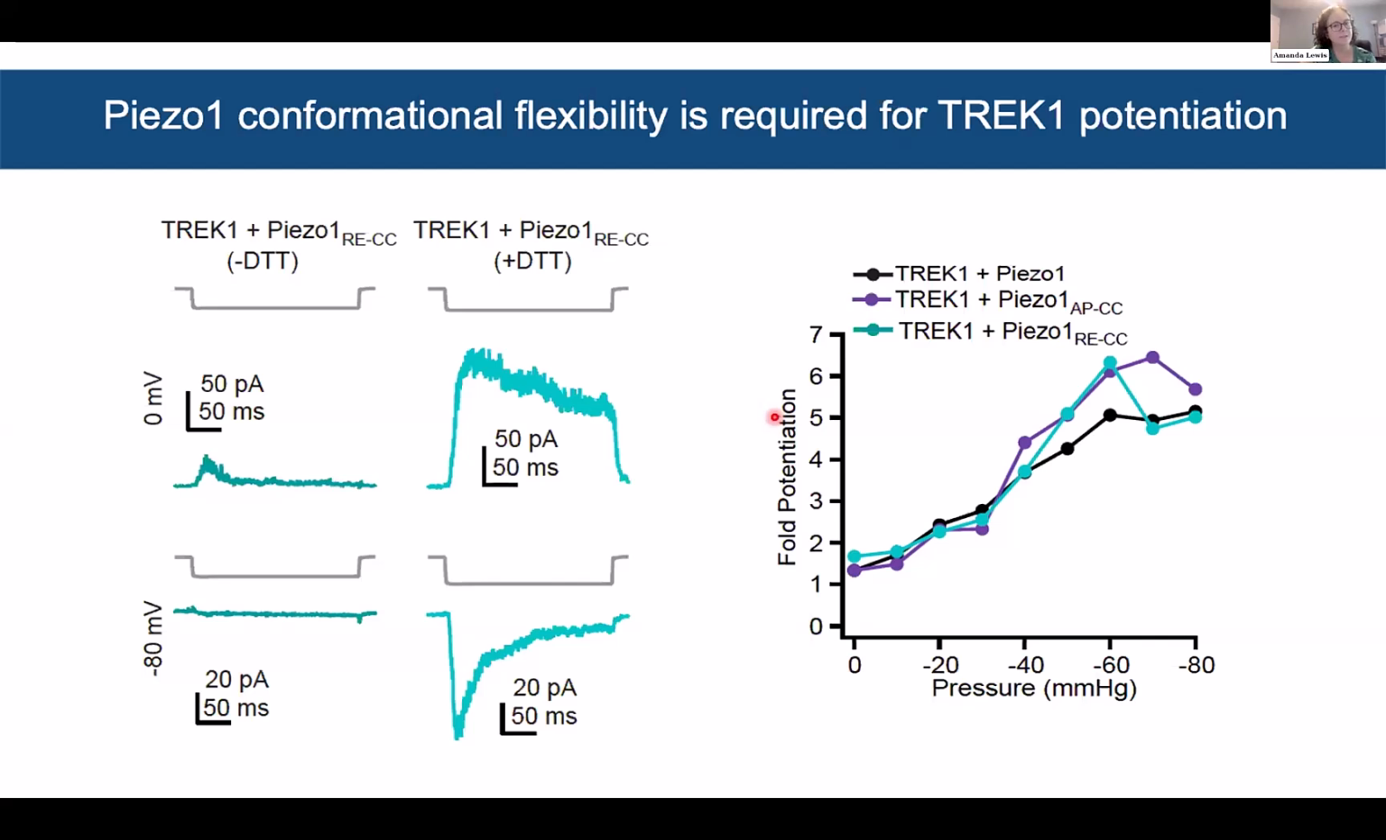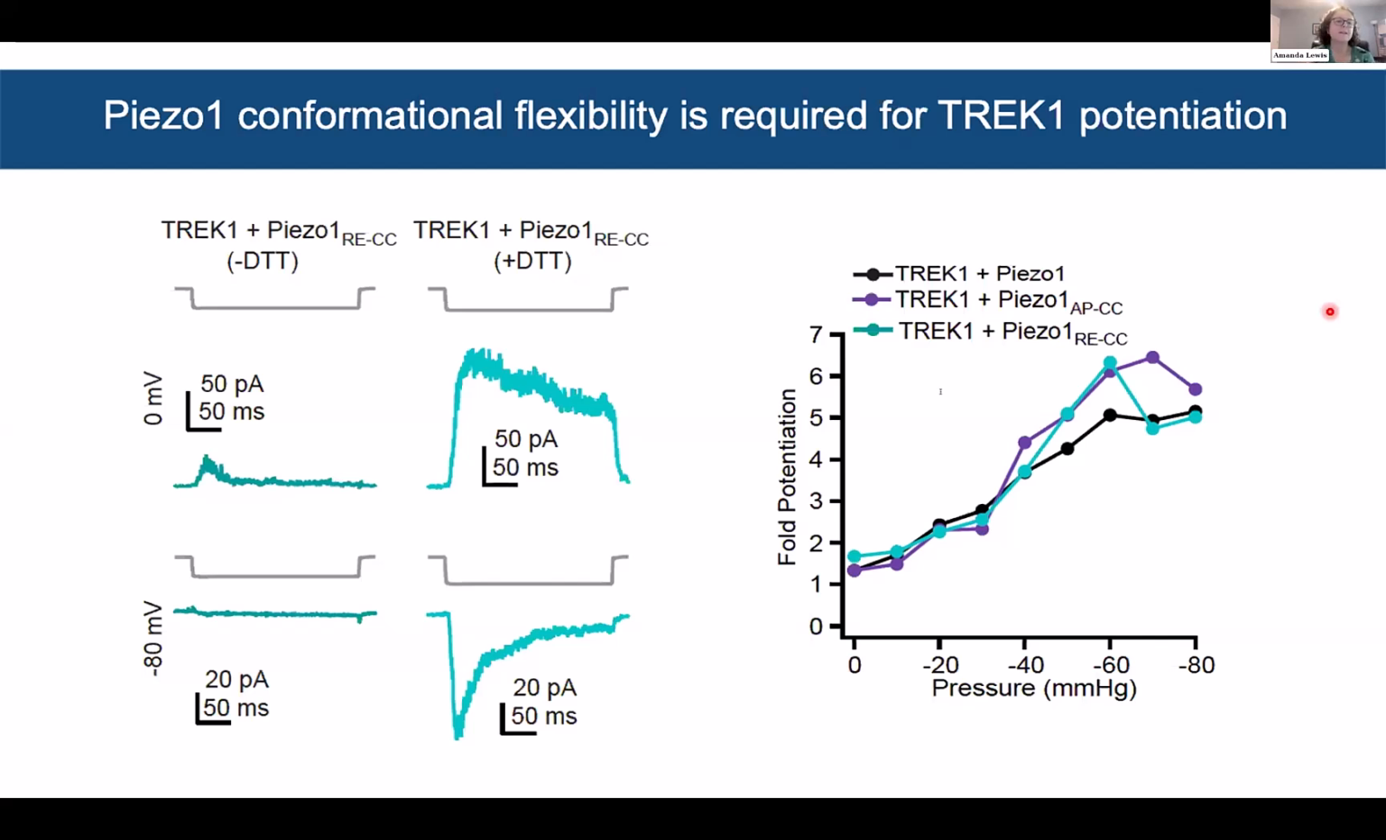It also tells us that the effect of piezo1 on TREC1 is relatively acute because we only apply DTT in our patch pipette about 30 seconds prior to applying the first mechanical stimulus. And therefore, it's not like there's some chronic effect of piezo1 being present in the cell that is influencing TREC1 activity or upregulating membrane expression, for example.